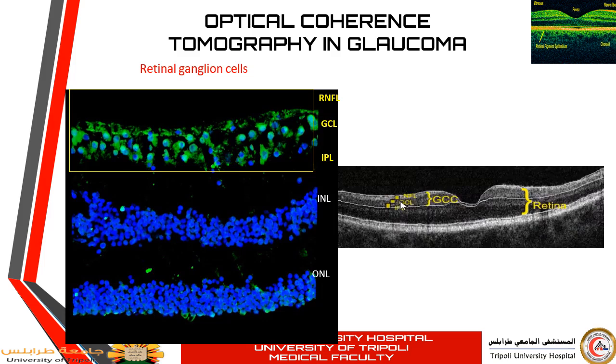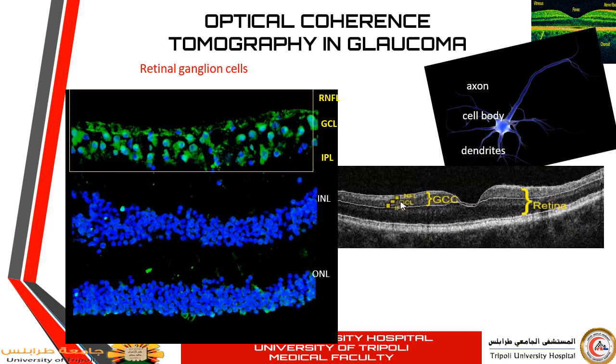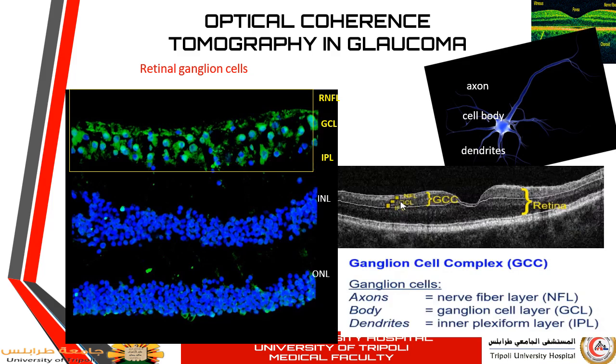This slide shows the components of the RGC complex, that's the retinal ganglion cell complex, which is made up of three components: the retinal nerve fibers, the ganglion cell layer, and the inner plexiform layer, as you can see in this slide. These are very important in the OCT measurement to confirm the diagnosis of glaucoma, as well as to determine the progression of glaucoma.